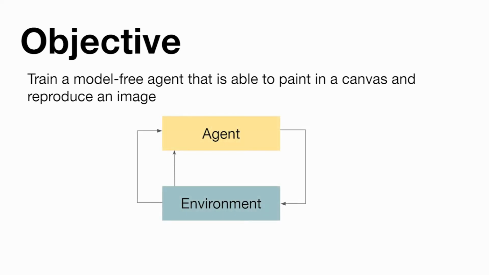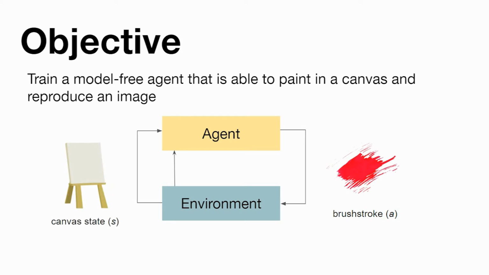In the traditional reinforcement learning setting, our agent will be the painter, and its actions will be brushstrokes onto the environment. The environment will be a canvas, and its state will be the observations given to the agent. The agent will receive a reward based on the similarity between the target image and the image it produced.